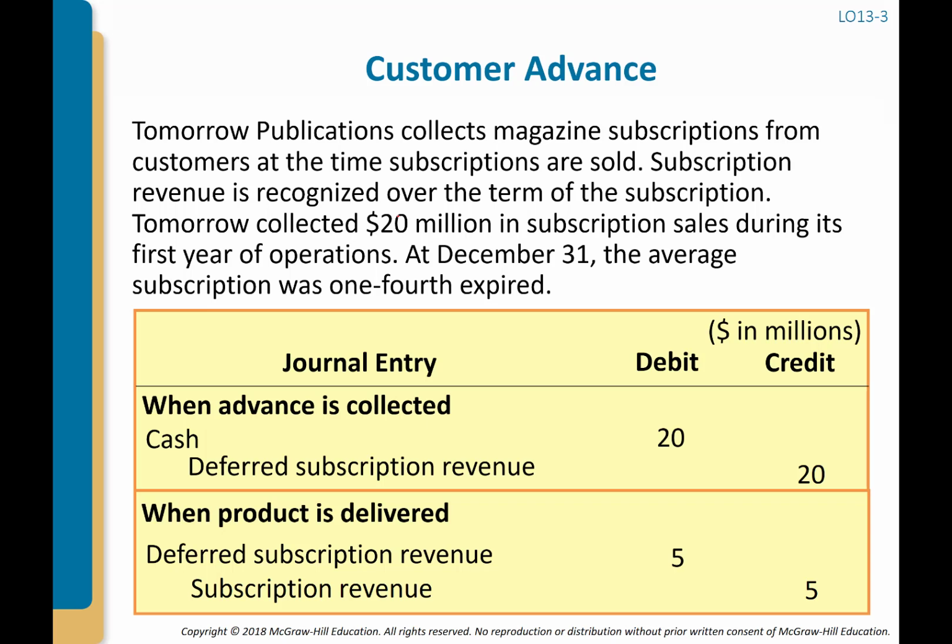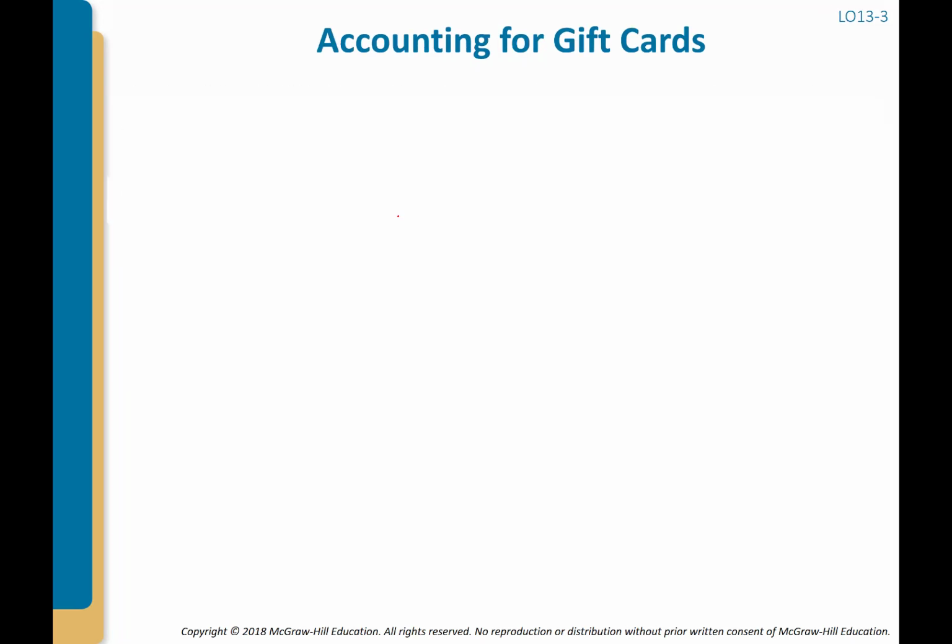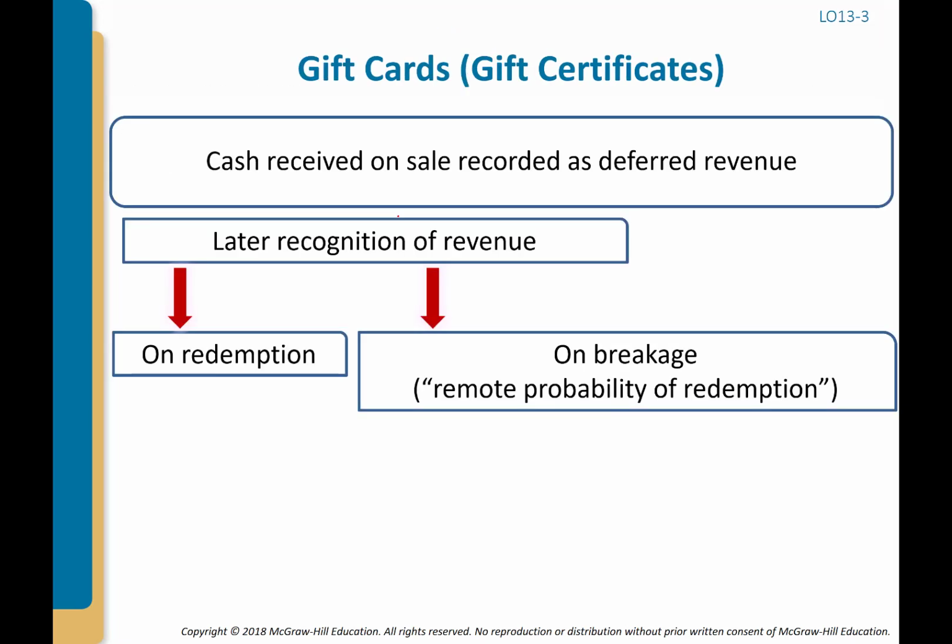Okay, good. Come over, and we can have cash received on gift cards, okay? And you could have them on redemption. They will recognize the revenue, or on breakage, which is the what? Now it's so far out, it's on the remote probability of redemption.